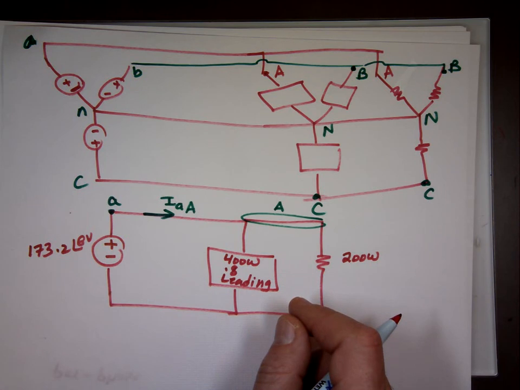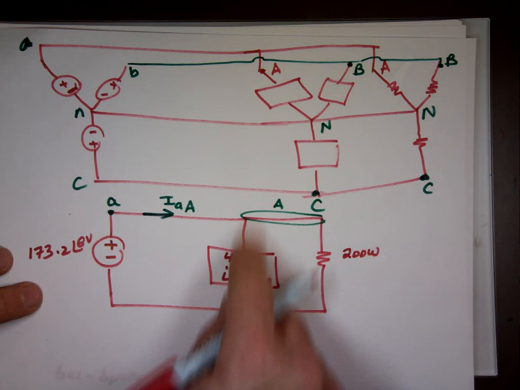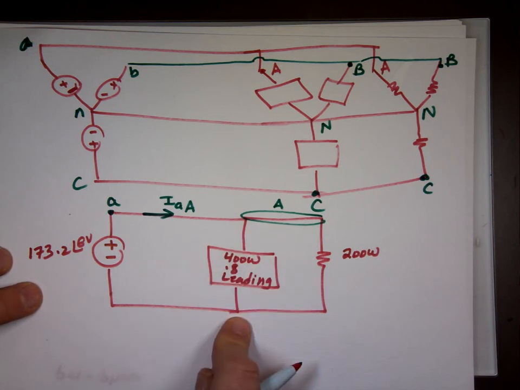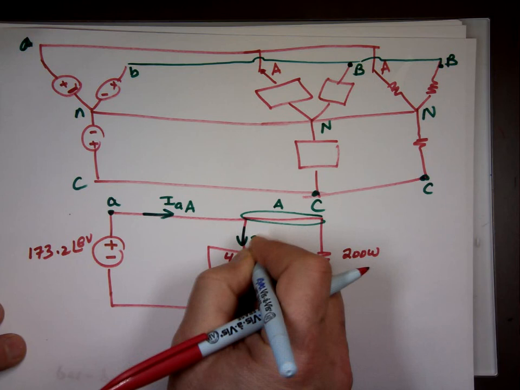Or I can find the current through each one. We know what the current through this is. We calculate that current through that. What was the current through this one, from before? 2.89, the magnitude, at some angle here.